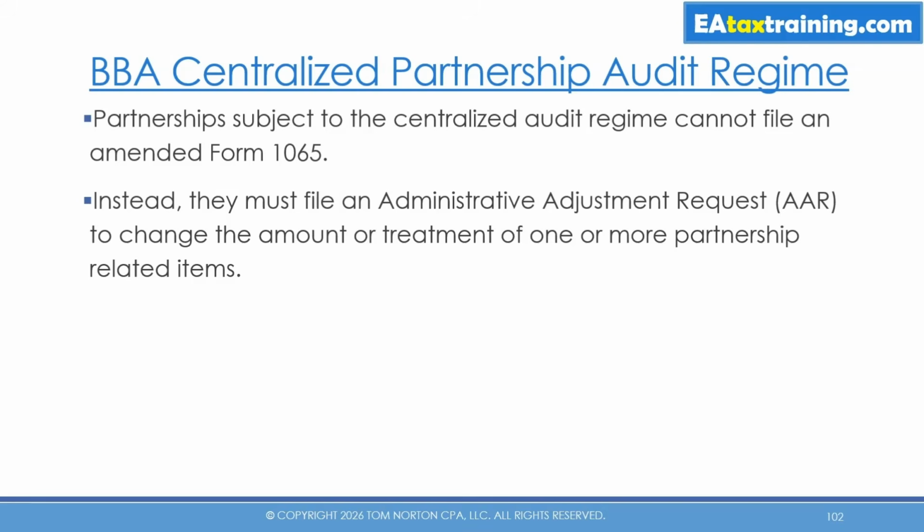Partnerships who are subject to the centralized audit regime cannot file an amended Form 1065. So if you have a change and you are subject to BBA, instead of filing a 1065X, you are going to file an administrative adjustment request instead, an AAR. So it does basically the same thing, but it just puts it all in one place. There's no K1s because you're not going to distribute it out to the individual partners. The partnership is going to pay all of it at the partnership level. So we don't use the 1065X.